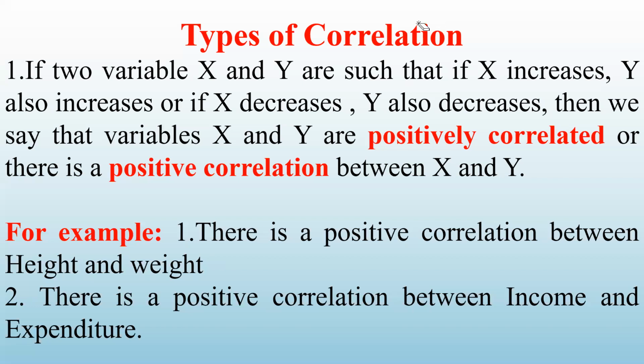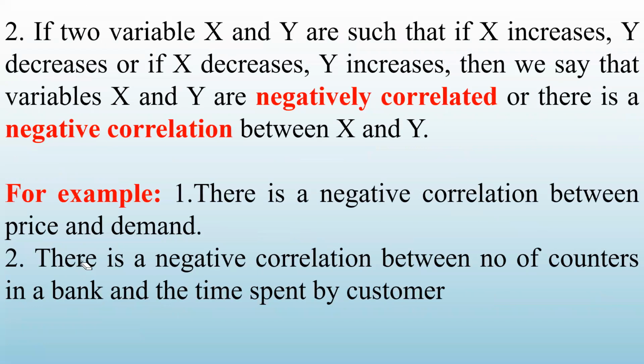Look at the second type of correlation. If two variables x and y are such that if x increases, y decreases, or if x decreases, y increases, meaning they are varying in the opposite direction, then we say that the variables x and y are negatively correlated, or there is a negative correlation between x and y.